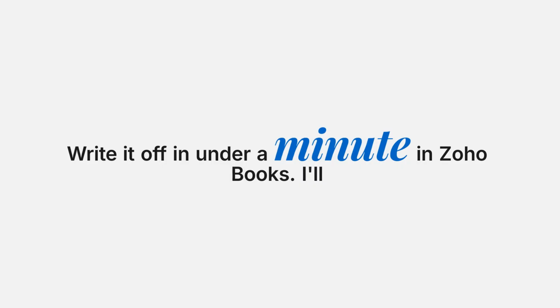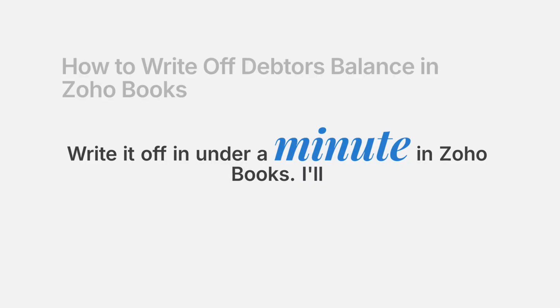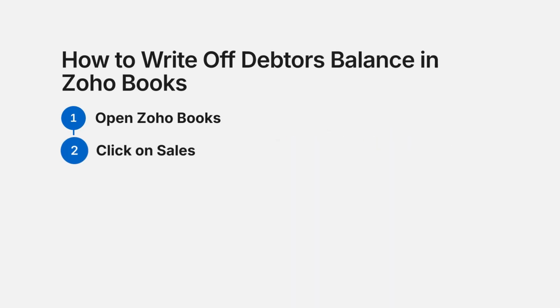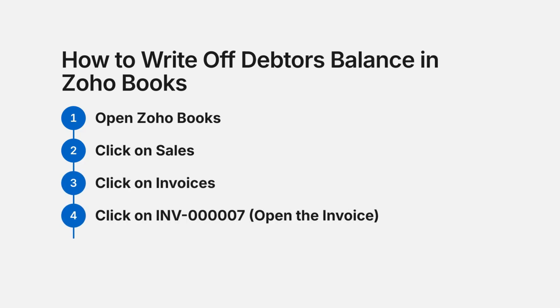Stuck with an uncollectible invoice messing up your books? Write it off in under a minute in Zoho Books. I'll show you exactly where to click. Open the invoice, record payment, choose Write Off, and confirm.